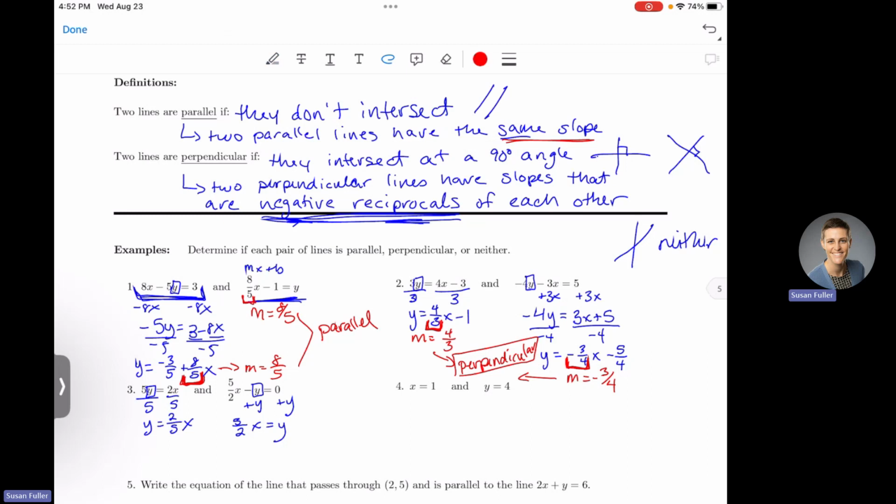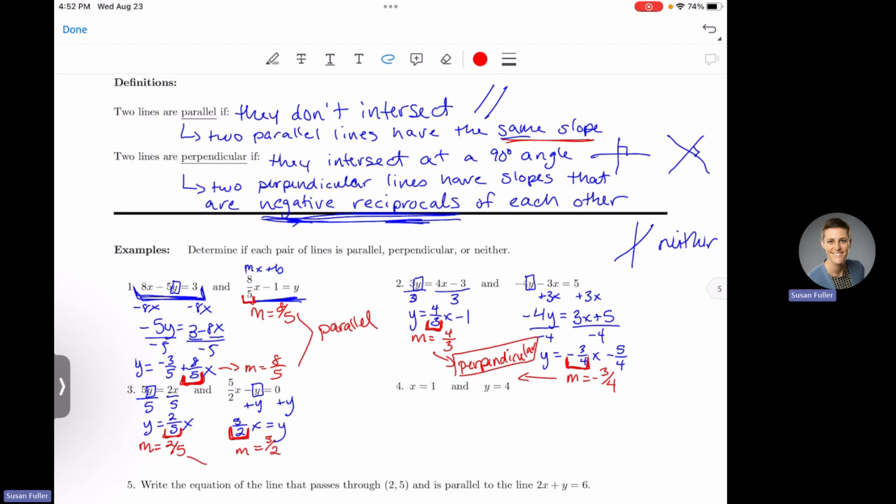So in this first one, what's my slope? Y equals mx. I know I don't have a plus b. Don't worry about it. That just means our b value is 0. So our slope is 2/5 here. And again, in the other one, we have y equals mx and our b value is 0. So our m is 5/2 here.